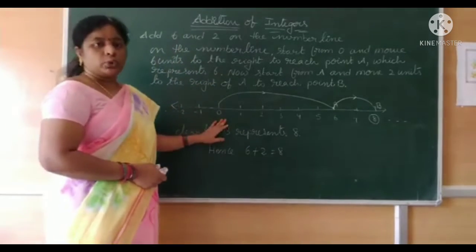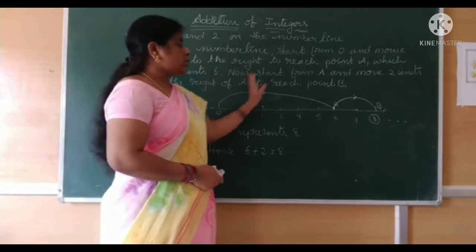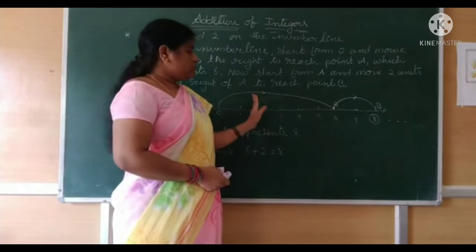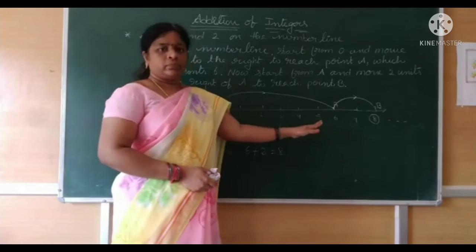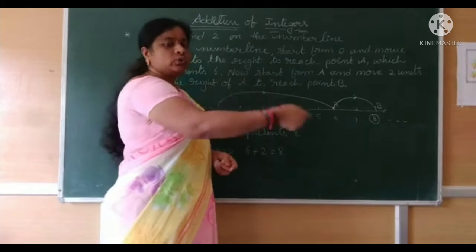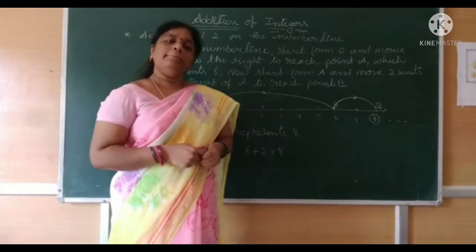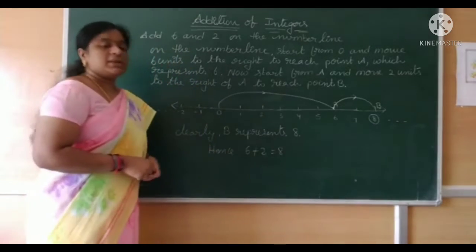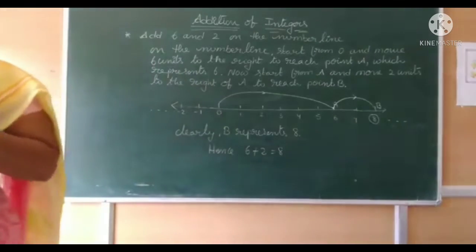Start from 0 and move 6 units at a time. Then we get point A. And again you have to move 2 steps to the right side to get point B. So hence 6 plus 2 equals 8.